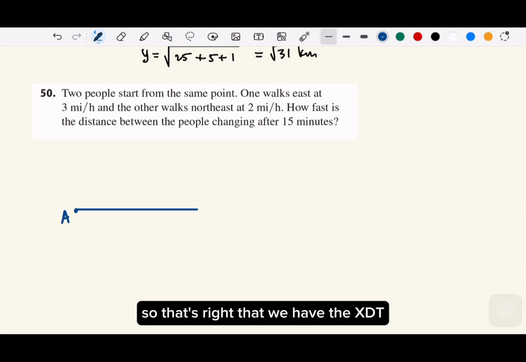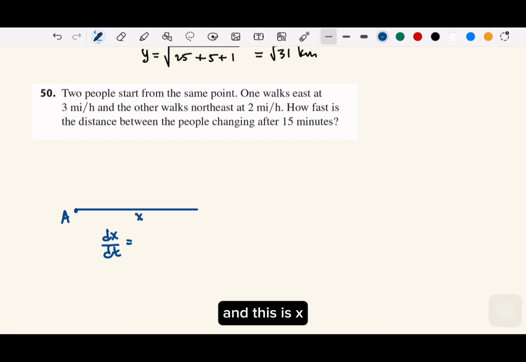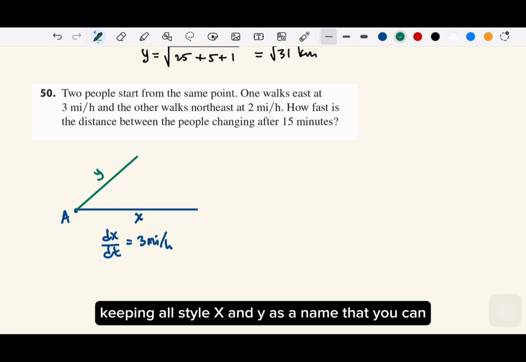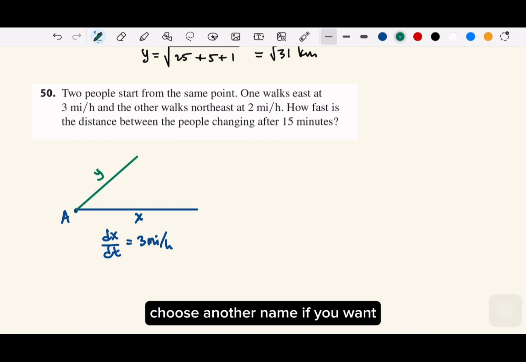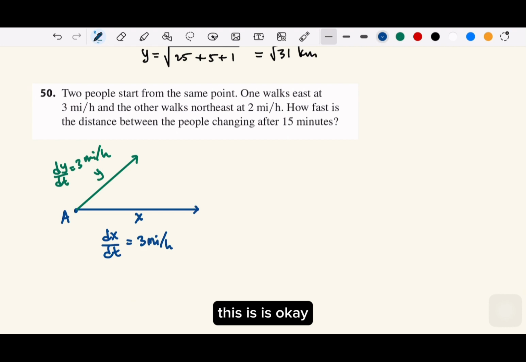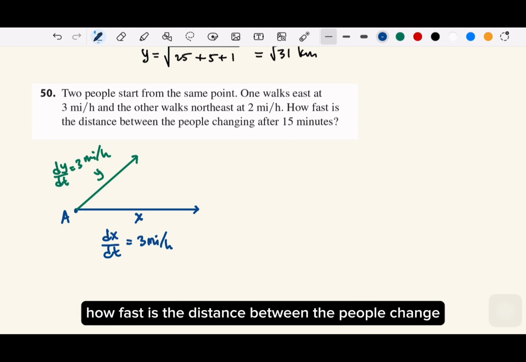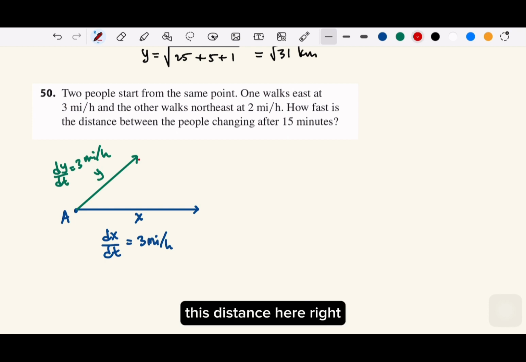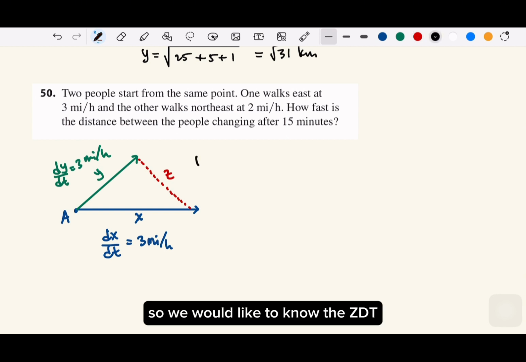Okay, so let's write that we have dx/dt. This is x, 3 miles per hour, and we have northeast, let's say over there. And again, I will keep the old style x and y as names, but you can choose other names if you want. So let's say y, we have dy/dt is 3 miles per hour. So this is northeast, this is east. The question is asking how fast the distance between the people changes. The distance between these people is this distance here, right? We can name it z. So we would like to know dz/dt.